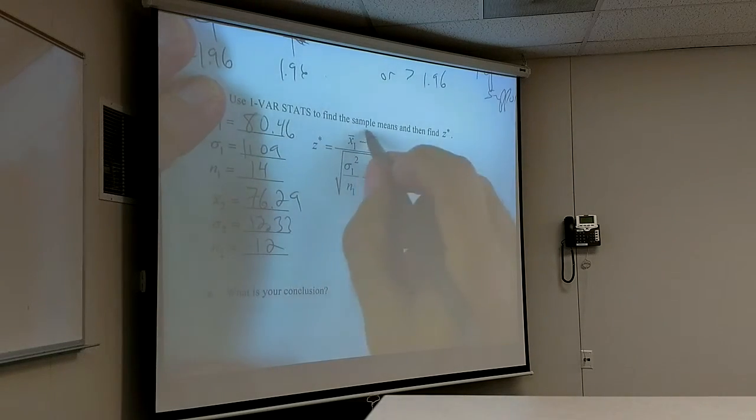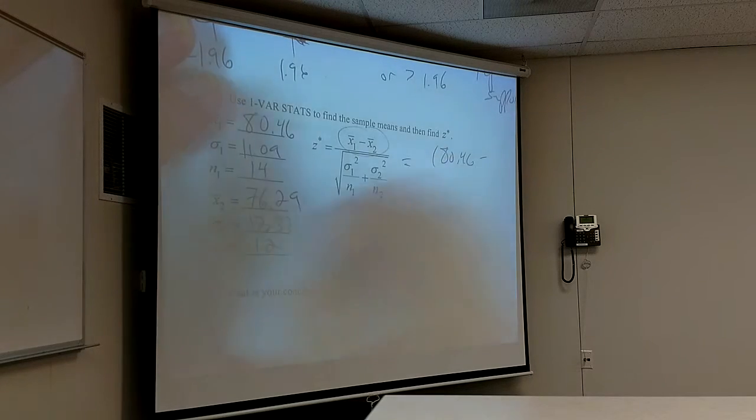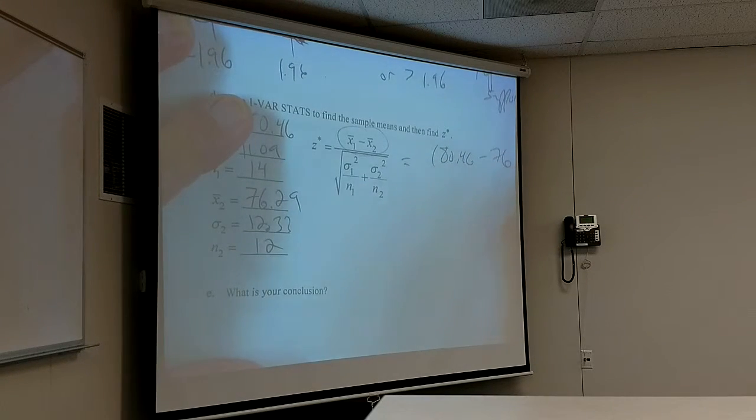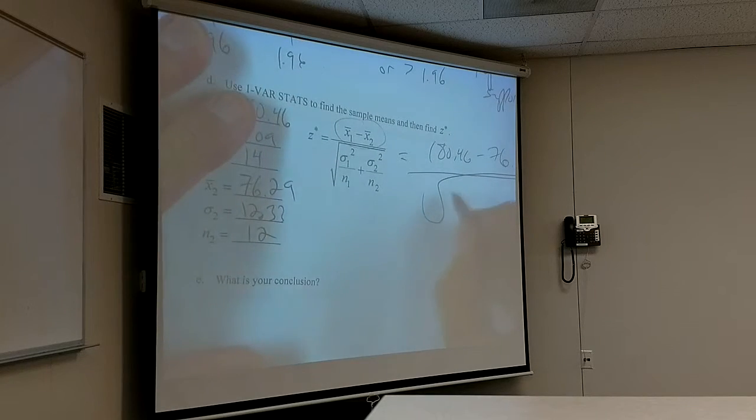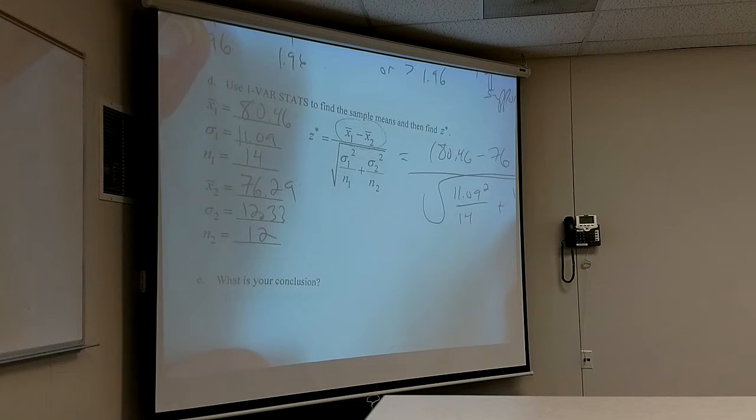So now I take the difference, 80.46 minus 76.29, divided by this big representation for the spread. And the most common mistake is to forget to square these poor little sigmas, or to square the n's also, either under square or over square. Don't do any of that.